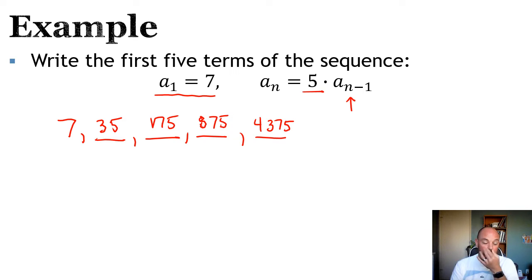So that's how a recursive formula works. It doesn't say to find the fifth term, you plug in 5 for n. It says to find the fifth term, you take the fourth term and you multiply it by 5. And that's what we did. This was a4 right here. To find a5, I took a4 and I multiplied it by 5. If I had to find a6, I would take a5 and multiply it by 5. So that's what we're doing with recursive formulas. It's just a different way of writing formulas.